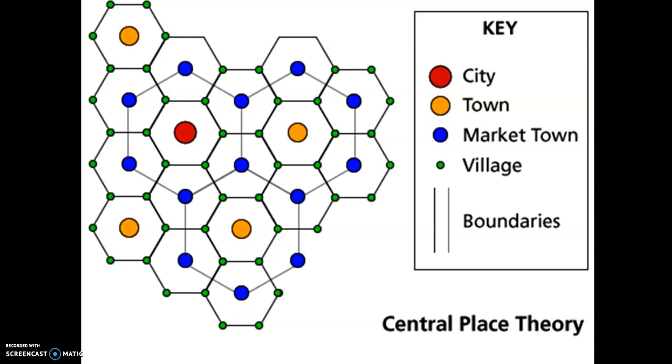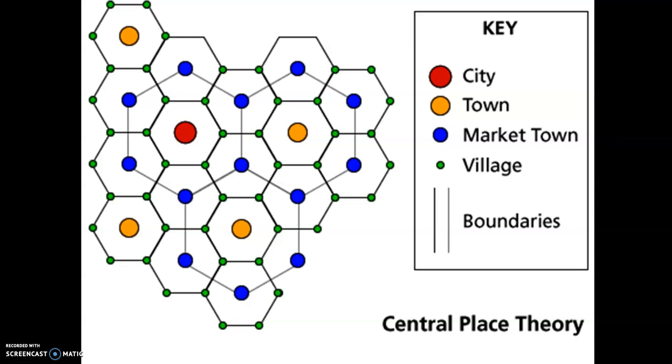Now, this theory may also suggest ways in which different factors have affected settlement patterning. So this has found a lot of useful applications in archaeology as a result. And now let's take a look, first of all, at this diagram, which shows different cities, towns, market towns, and villages as they relate to central place theory.